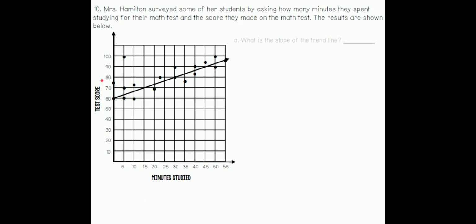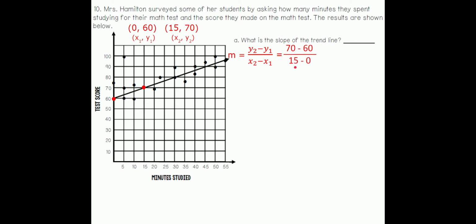So question A, what is the slope of the trend line? To do this, we need to choose 2 points. I'm going to choose this first point, which is 0 and 60, and I'm going to choose this point right here, which is 15 and 70. We put it into the formula and subtract 70 minus 60 over 15 minus 0. We end up with 10 over 15, which is 2 over 3. So our slope is 2 over 3.